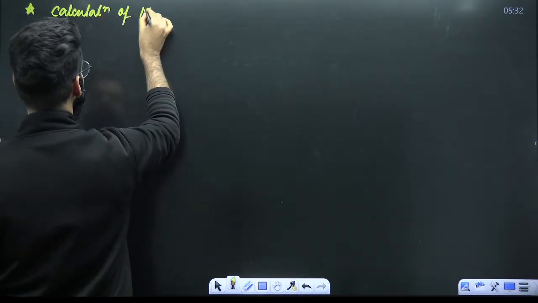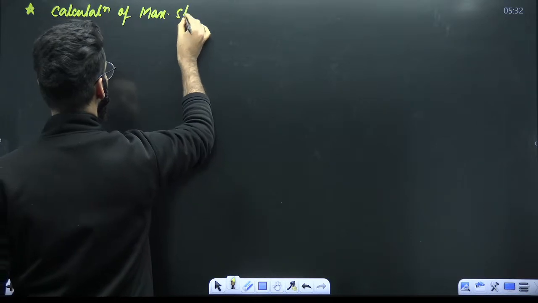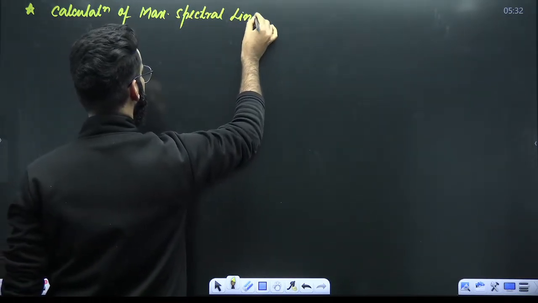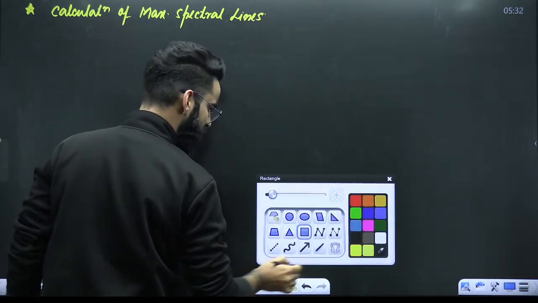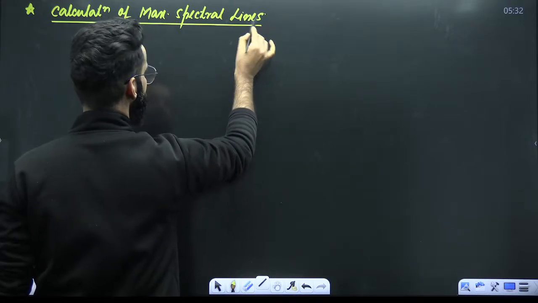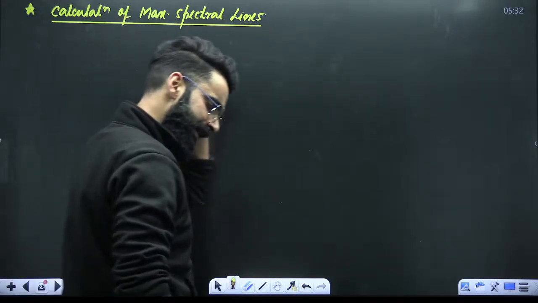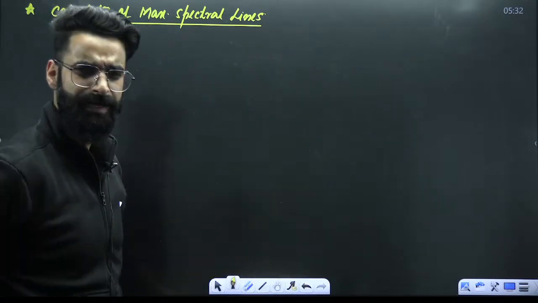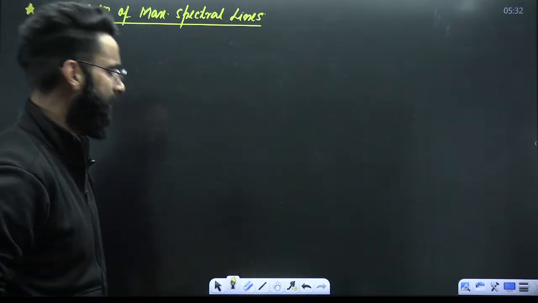Calculation of maximum spectral lines when the electron makes a transition. And this particular result which I'm going to give you is for a large number of atoms. Try to understand what exactly I'm going to talk about.